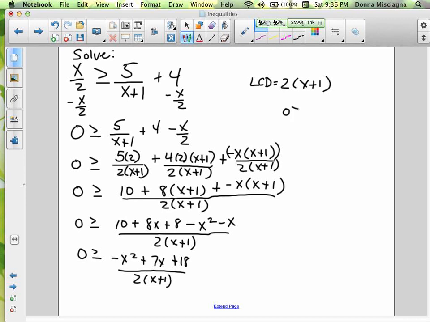So 0 is greater than or equal to negative. So in the numerator, it's going to be x squared minus 7x minus 18 all over 2 times x plus 1. All right, and that we can factor. Where a is 1, you can see what multiplies to give you negative 18 and adds to give you negative 7. Well, that's going to be negative 9 and positive 2.